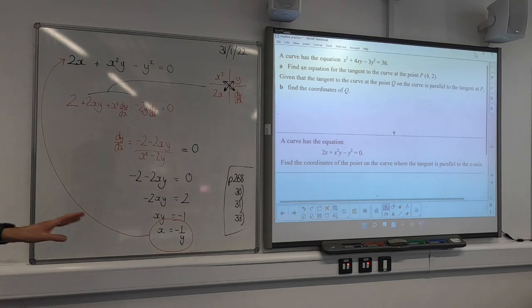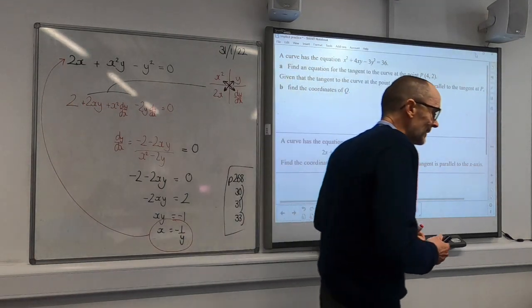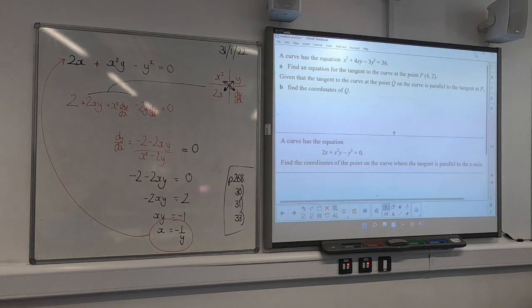So we are looking for these points, and this time, unlike number 10, the first one we did, we actually got the x values at the turning point. We've got no such information at the moment. All we know is that at these points where the gradient is 0, the x value is minus 1 over the y value. So I'm going to substitute that into my equation.